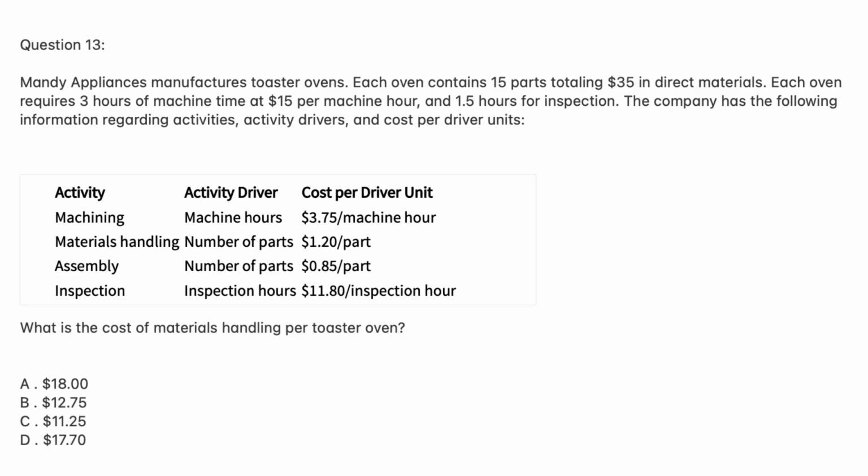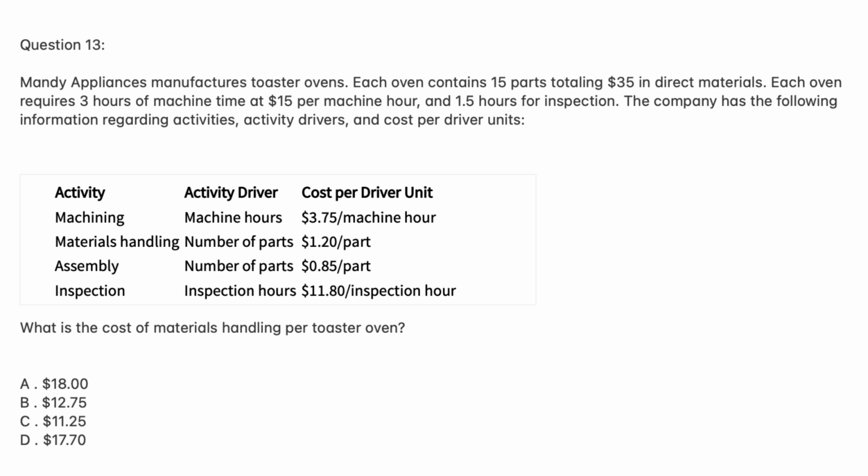Question 13. Mandy Appliances manufactures toaster ovens. Each oven contains 15 parts totaling $35 in direct materials. Each oven requires 3 hours of machine time at $15 per machine hour and 1.5 hours for inspection. The company has the following information regarding activities, activity drivers, and cost per driver unit.